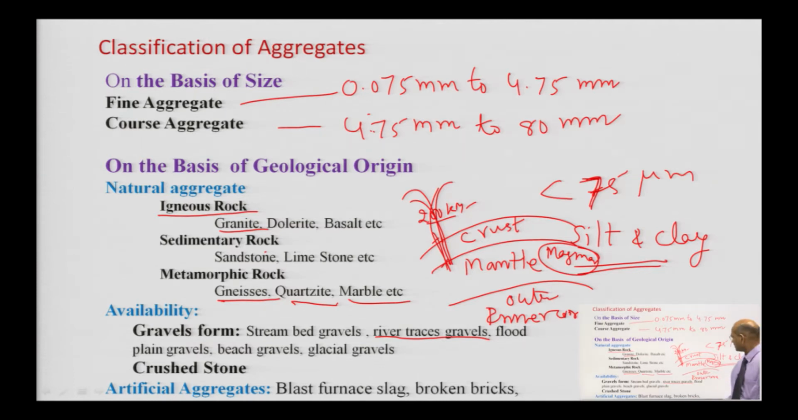Similarly, floodplain gravels. If it is a floodplain, there also the stream will carry gravels, so from there also you can collect. Similarly, from sea beaches you can get gravels, and that also can be used. And glacial gravels: due to the change in temperature, like freezing and thawing, breaking of the stone will take place, and those rocks can be used as aggregate. So, these are the sources of natural aggregate.